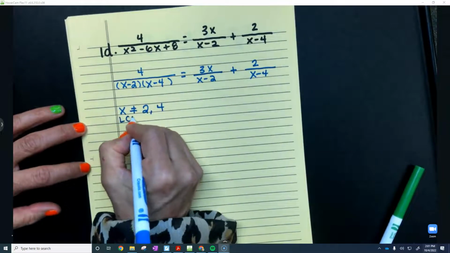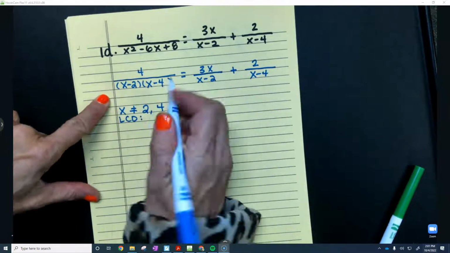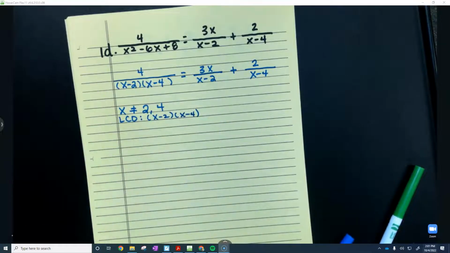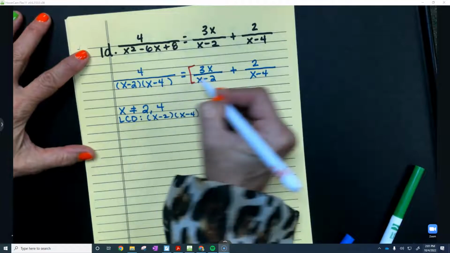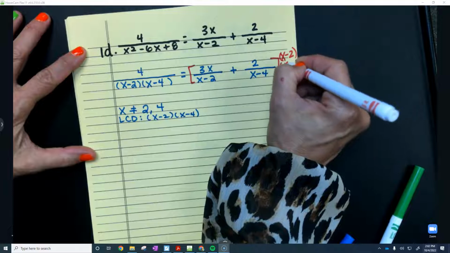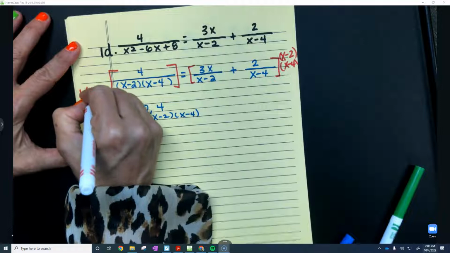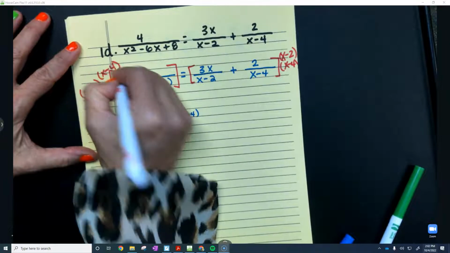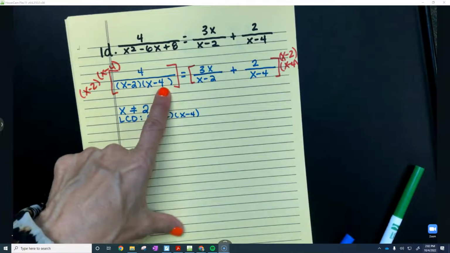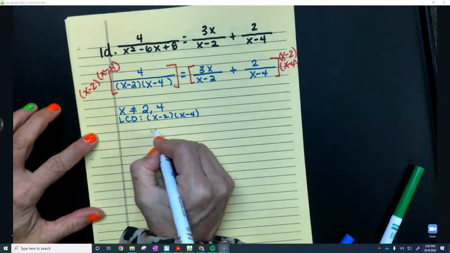And our least common denominator is all of those denominators that you see, all of the factors here. So it's x minus 2 and x minus 4. So we're going to multiply both sides of the equation by x minus 2 and x minus 4. Okay, so guys, these factors cancel out everything in the denominator over there on the left side. So that's just going to equal 4.